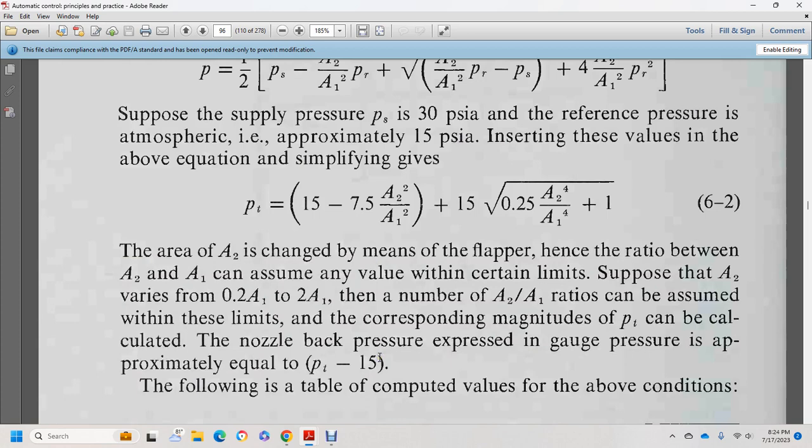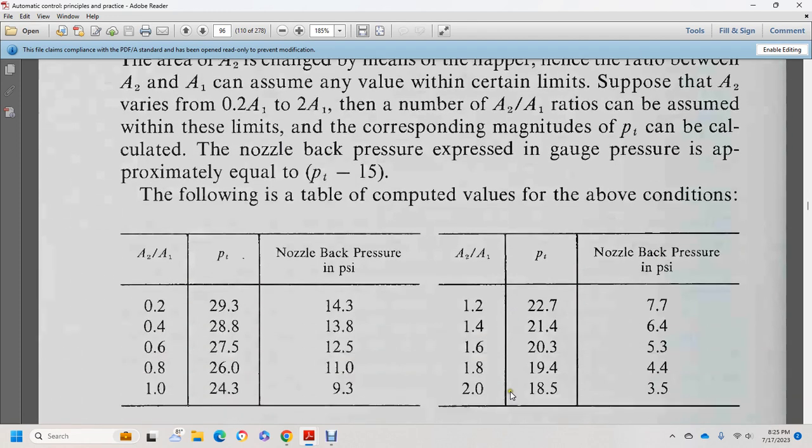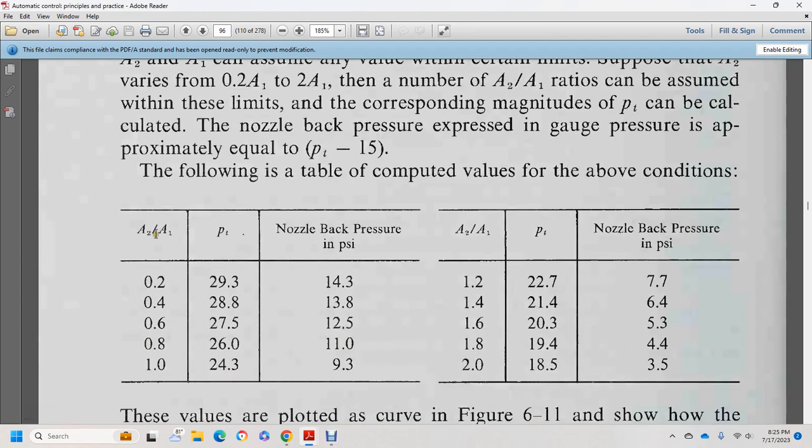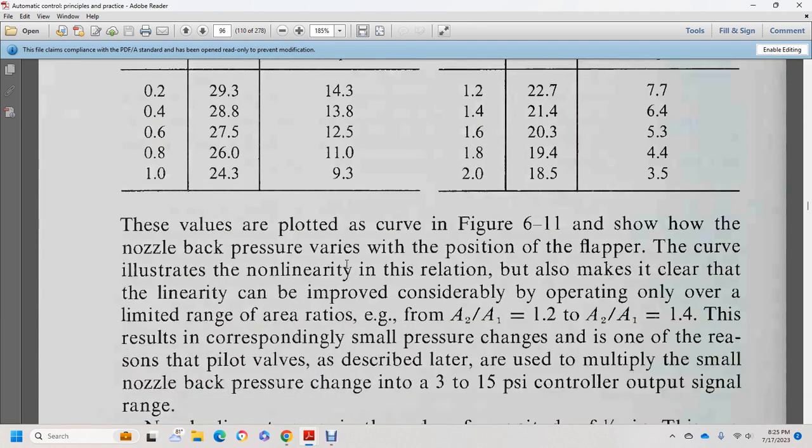Hence the ratio between A2 and A1 can assume values within certain limits. Suppose A2 varies from 2/10 of A1 to 2 A1. Normal A2 over A1 ratios can be assumed within these limits, and the corresponding magnitudes of P2 are calculated with the nozzle back pressure, expressed as gauge pressure, approximately equal to P2 minus 15. The following table shows computed values under the above conditions: A2 over A1, then P2 from 29.3 to 18.5, and nozzle back pressure in psi from 14.3 to 3.5.